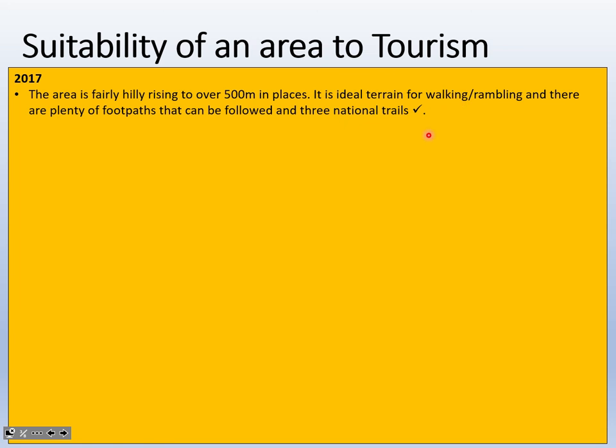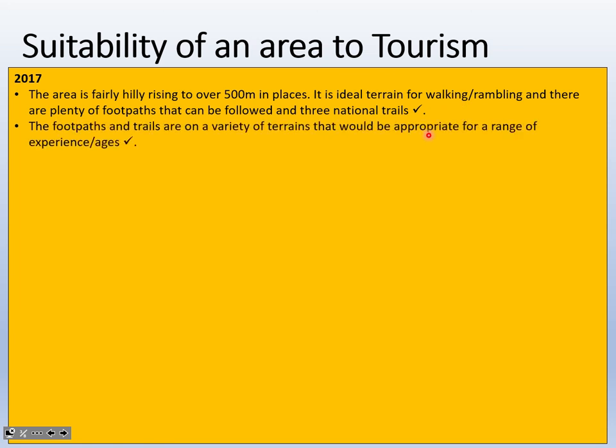Still on my footpath theme, I've got a variety of terrains. I think here I could improve that by pointing out that I've got steeper areas and flatter areas appropriate for a range of experiences and ages. Grid referencing a slope over 20%, a nice steep slope, and grid referencing a nice flatter one perhaps next to a body of water would be an ideal way of evidencing that.